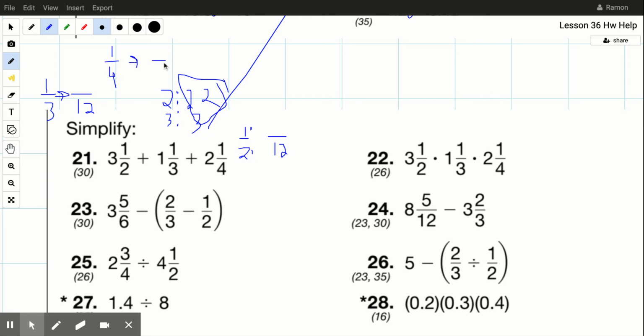Bobby, I want to do it. And then find the sum, simplify if you can. I want to do it.